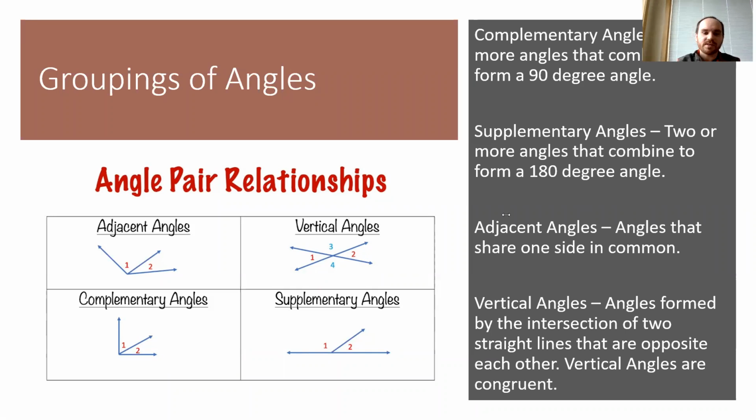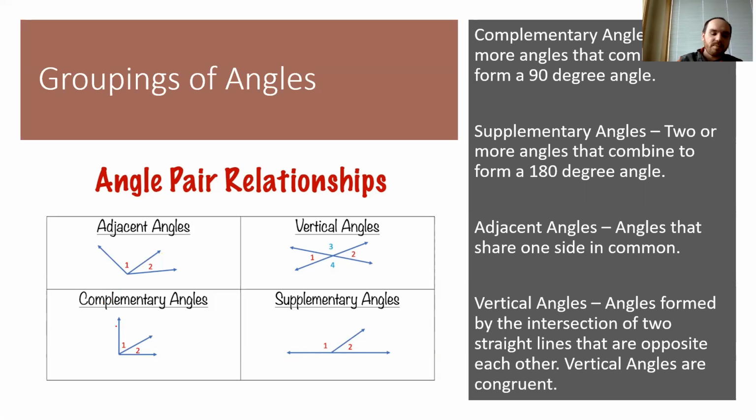We're mostly going to focus on complementary and supplementary angles, but vertical and adjacent ones are also kind of important. So complementary angles are two or more angles that combine to form a 90 degree angle. So you'll notice here, we've got a 90 degree angle, but it's divided among two different angles in this case, angle one and angle two.